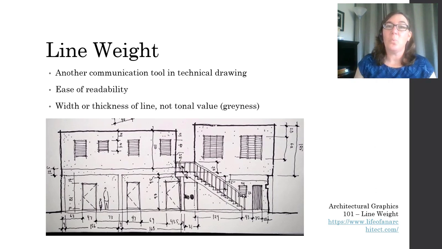Moving on to line weights. Line weight is a communication tool in technical drawing, and it's used to convey information and for ease of readability. How easy is it to glance at a drawing and instantly understand what's going on?